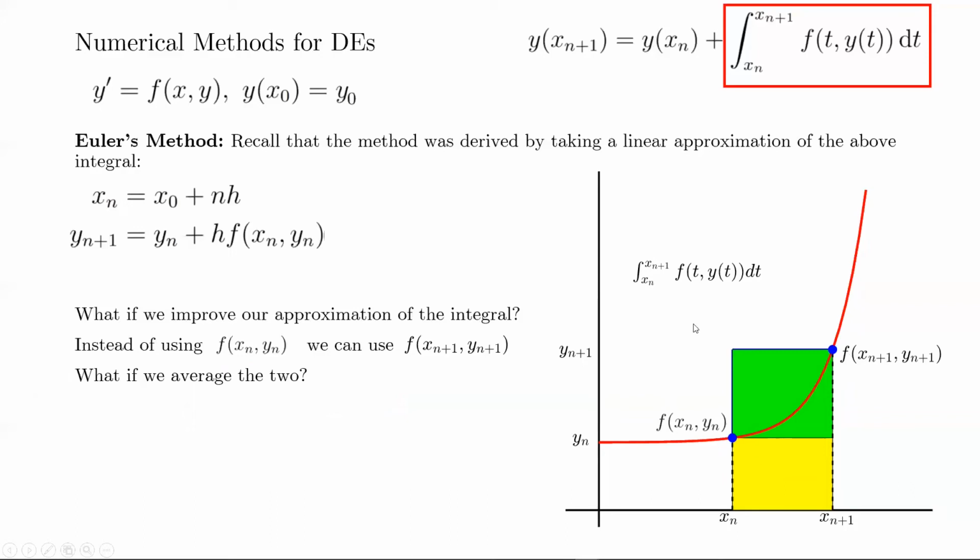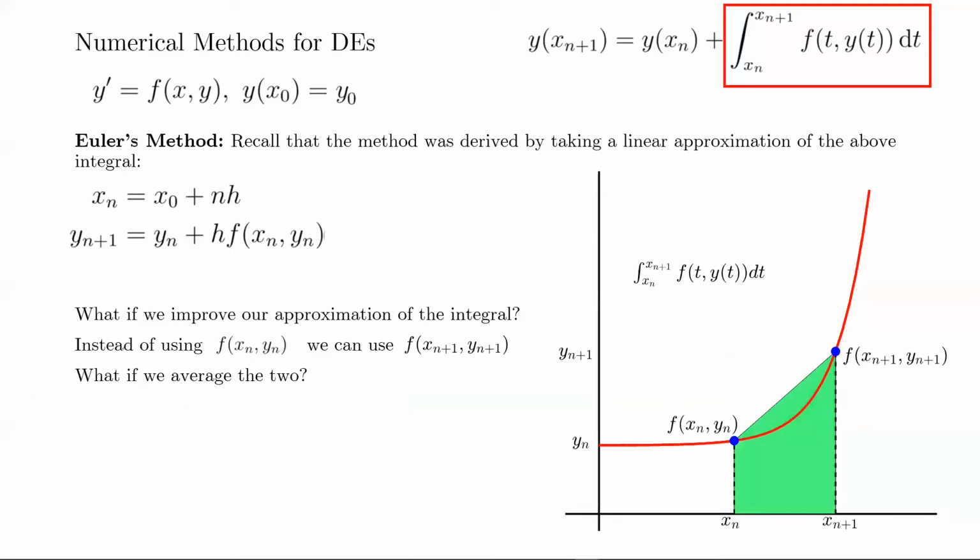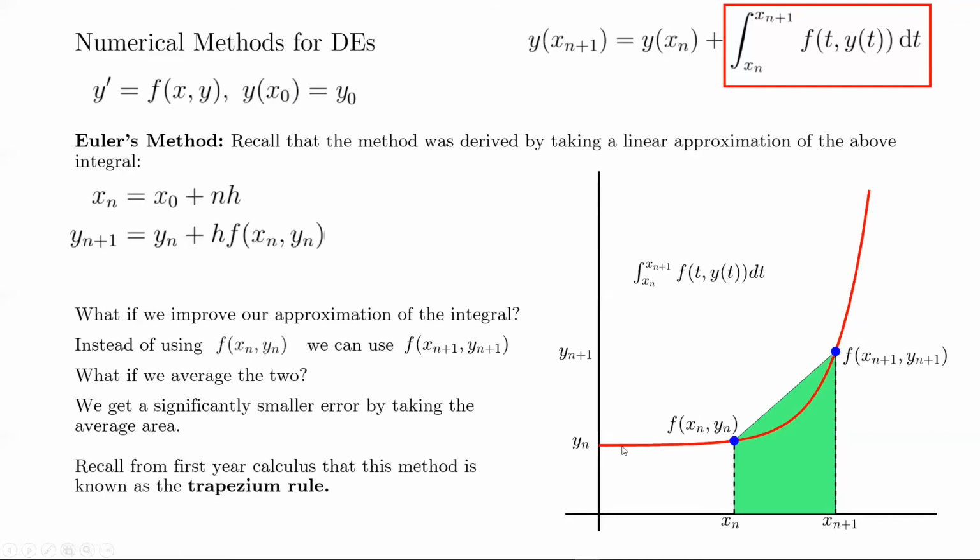If we average the two of them, though, then we get something that is much more accurate. You get a little bit of over-approximation for this particular problem, but it's much less than in using Euler's method. So we get a significantly smaller error by taking the average area of these two boxes here. And if you recall from first year calculus, this method is known as the trapezium rule. So this is actually something that you already know.